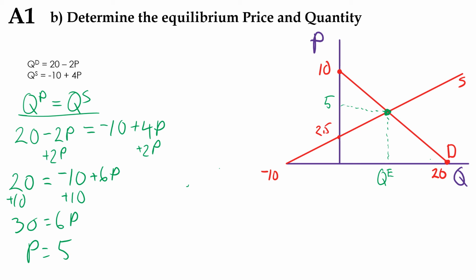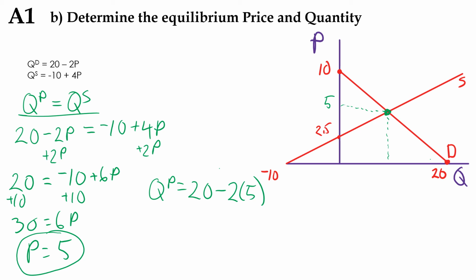We still have to find out what the equilibrium quantity is, don't we? It's pretty easy stuff. All we have to do is plug 5 into one of our equations. It doesn't matter which equation we plug it into, because we would still get the right answer. Quantity demanded equals 20 minus 2 times 5. In other words, quantity demanded equals 10. So we know that this is 10 right here.